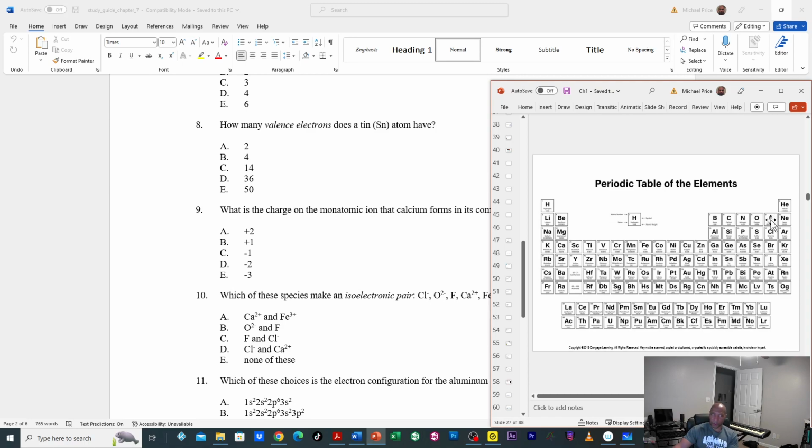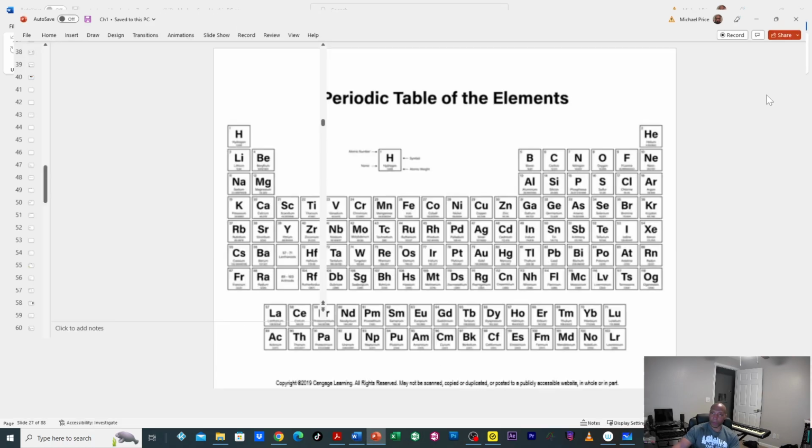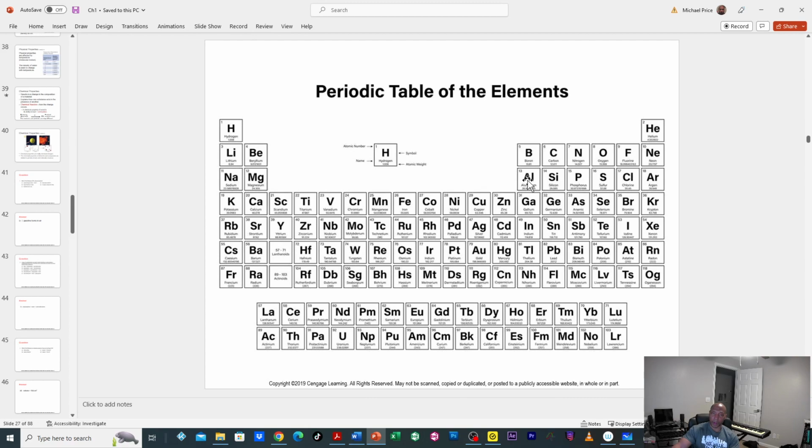Well, actually, we have to look at what they tell us to look at, right? So A, calcium 2+ and iron 3+. That's of course not the case. O2- and fluorine. That's not the case. If oxygen picks up 2 electrons, it has the same electron configuration as neon, and fluorine neutral has the same electron configuration as fluorine neutral. So of course that's not the case. Fluorine and chloride, they couldn't possibly have the same electron configuration. What about chlorine and calcium 2+? Chlorine with a -1 charge has the same electron configuration as argon. Calcium with a +2 charge has the same electron configuration as argon too.